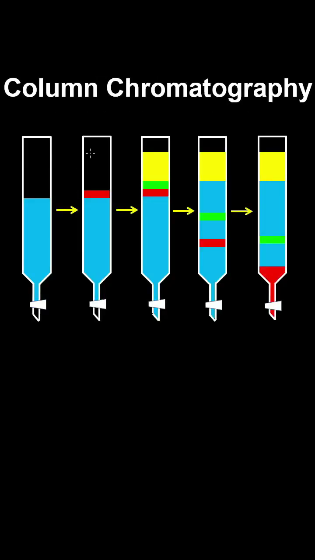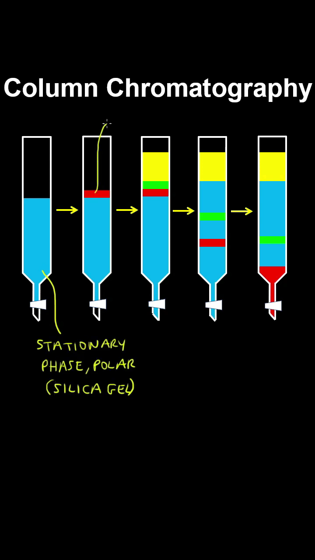Column chromatography is used to separate compounds from a liquid or gas. So initially, the column is packed with a polar stationary phase, such as silica gel, and then the analyte is injected in the column, and then an eluent is injected to separate the sample. So this is a polar substance, such as water or ethanol, but less polar than the stationary phase. And different compounds are attracted to the eluent and get separated.